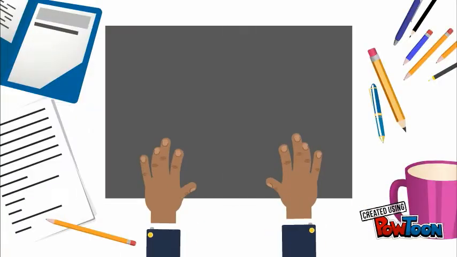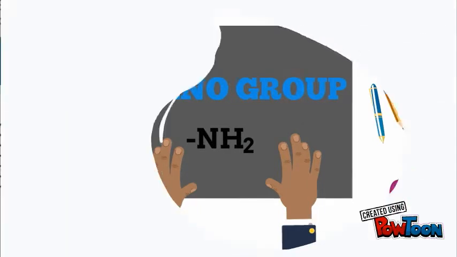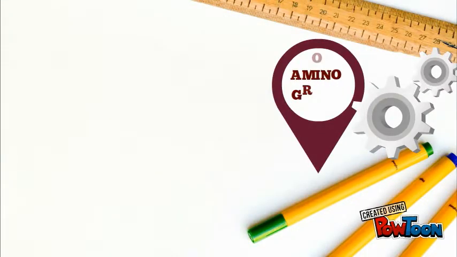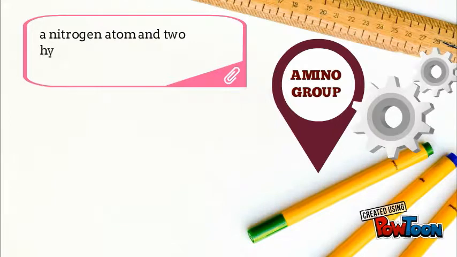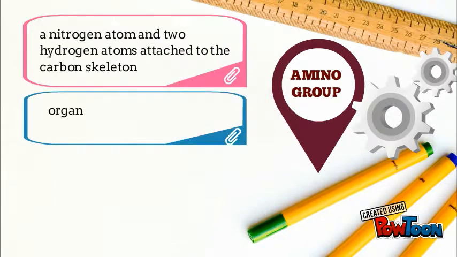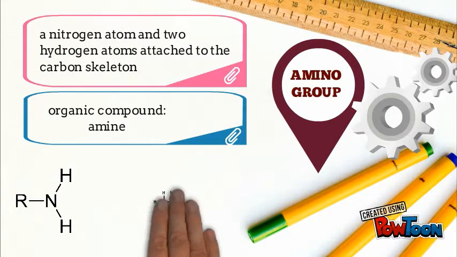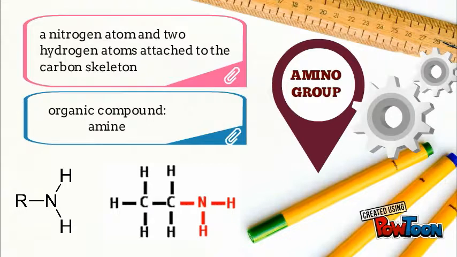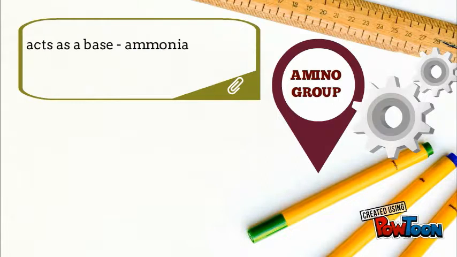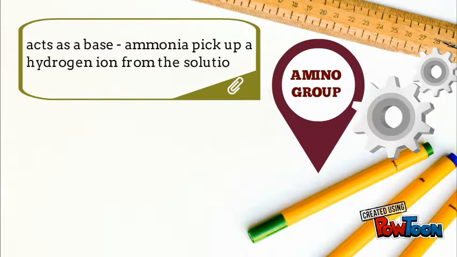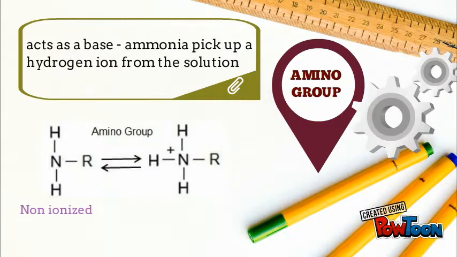The fourth functional group is the amino group, which consists of amine. An amino group consists of a nitrogen atom and 2 hydrogen atoms attached to the carbon skeleton. An organic compound with an amino group is an amine. The amino group acts as a base because of the ability of ammonia to pick up a hydrogen ion from the solution. There are non-ionized and ionized forms of the amino group.